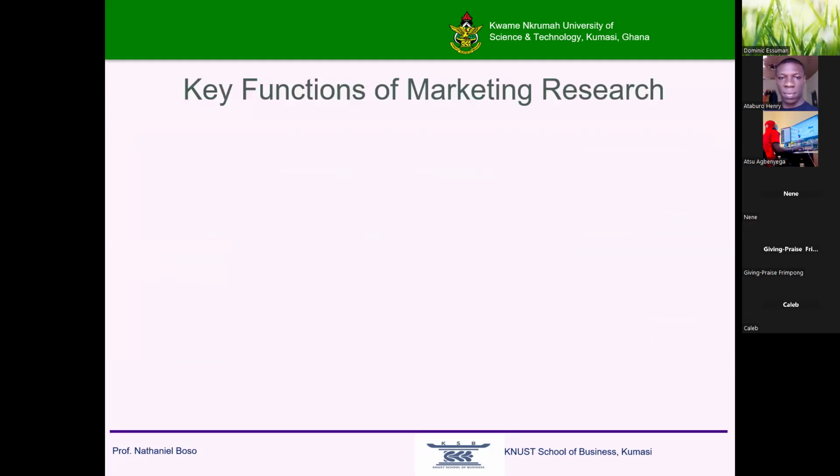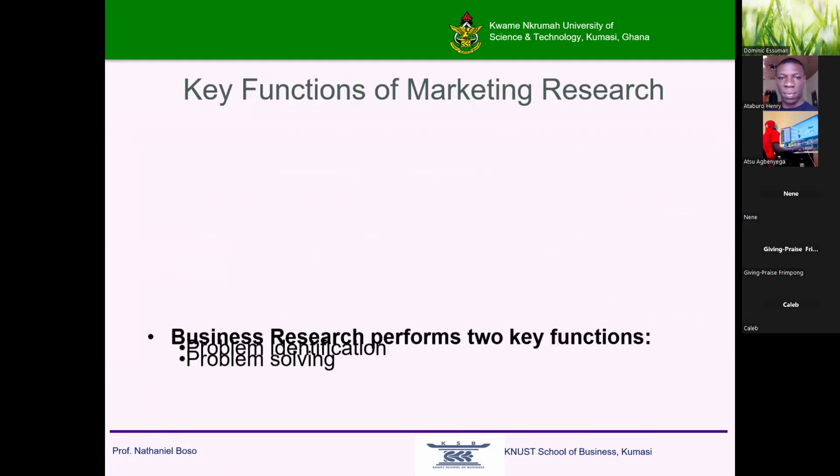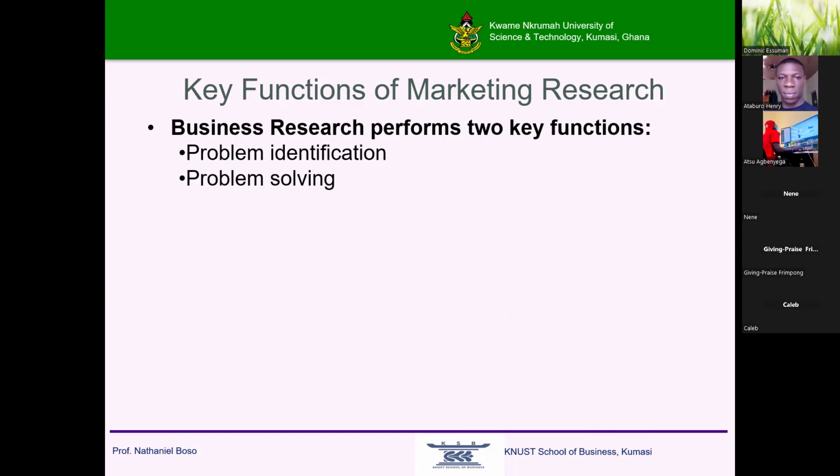Now, key functions of marketing research. The two key functions are problem identification and problem solving. It is often said that when you know the problem, then the problem is half solved. If you can identify and define the problem, then that problem is half solved.